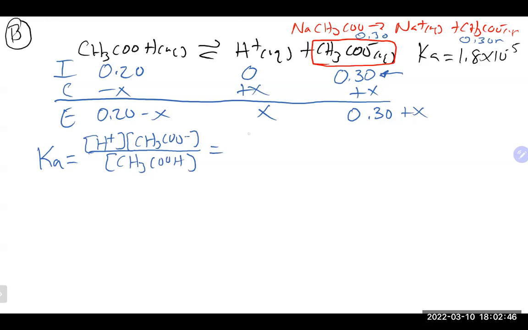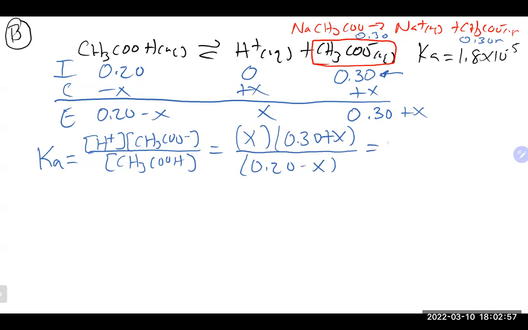So put in our numbers now, we have X times 0.3 plus X up on top, divided by 0.2 minus X on the bottom, equaling our 1.8 times 10 to the minus 5. Had good luck so far today, so why not continue? We're going to do the assuming X is equal to 0.